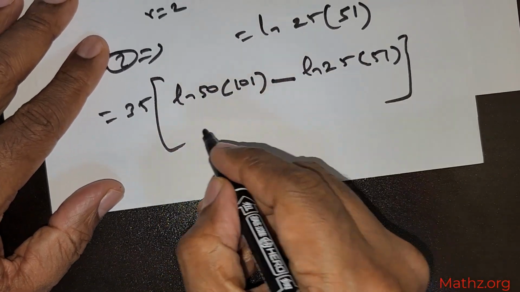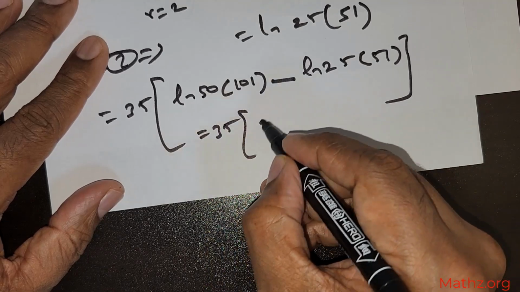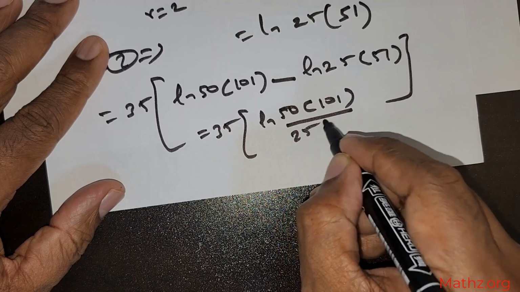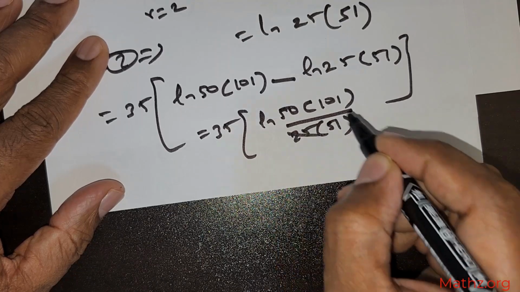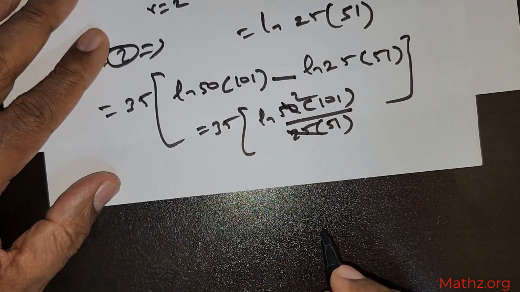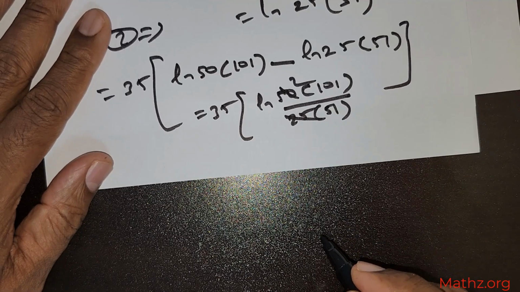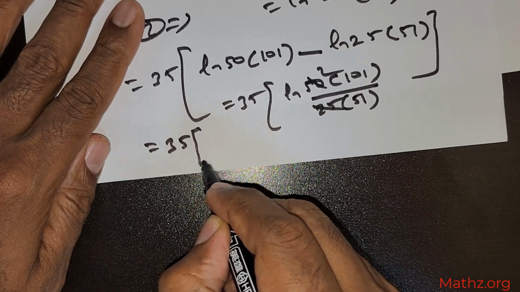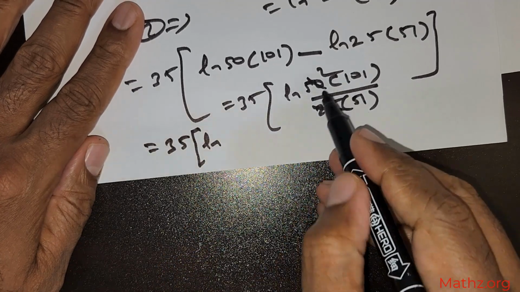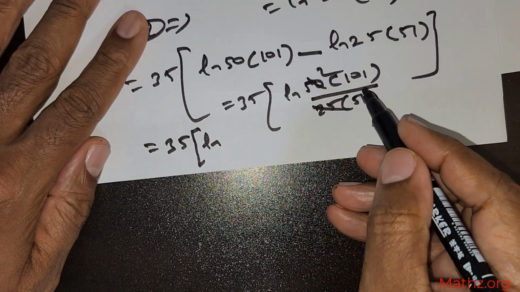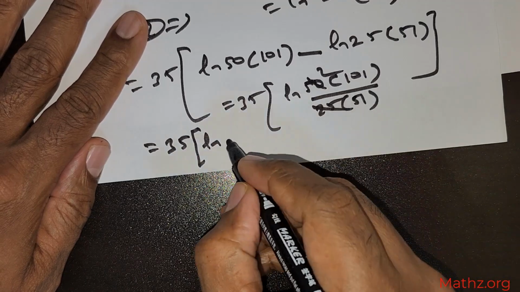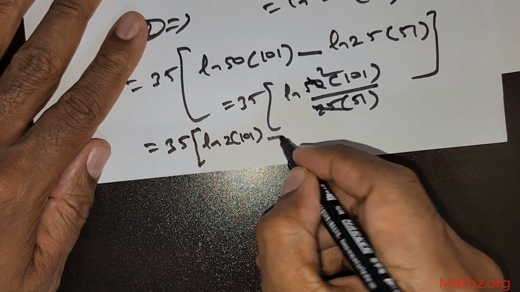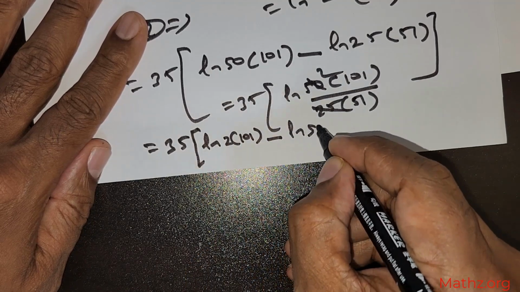So ln a minus ln b. So this is equal to 35 into ln of (50 into 101) divided by (25 into 51). So this goes here 2 times, right? So this is equal to 35 times ln of 2 into 101 divided by 51. So I'm going to write this as 2 into 101 divided by 51.